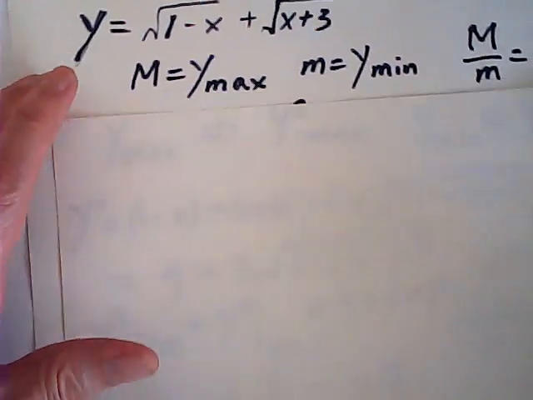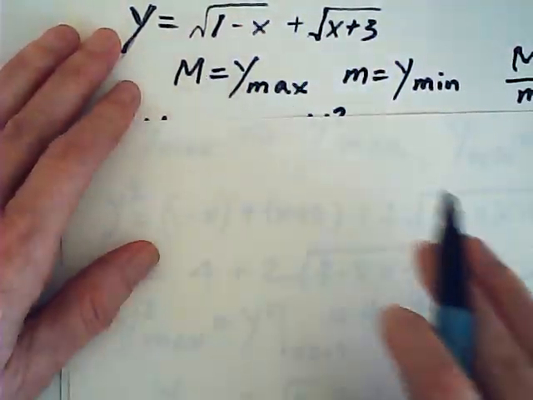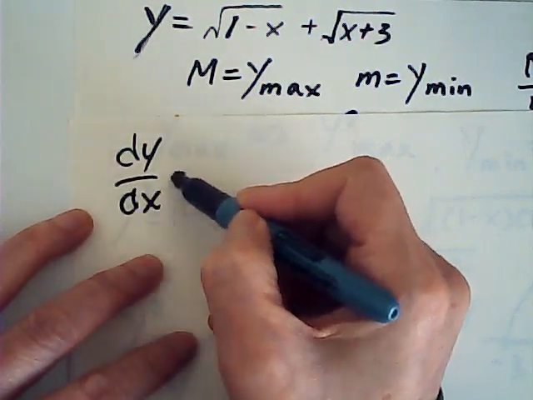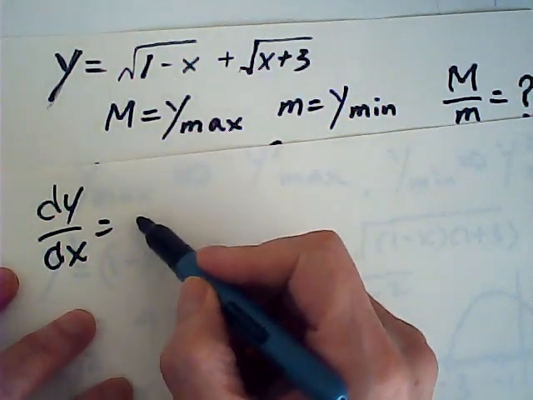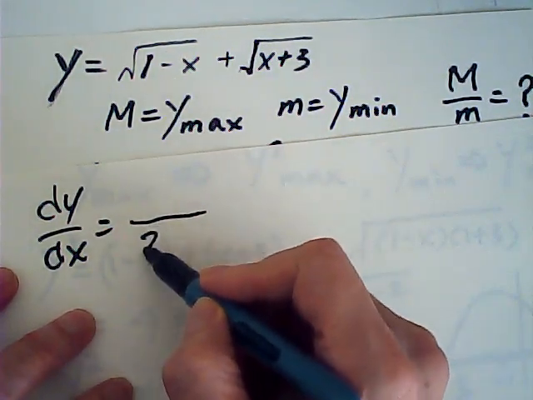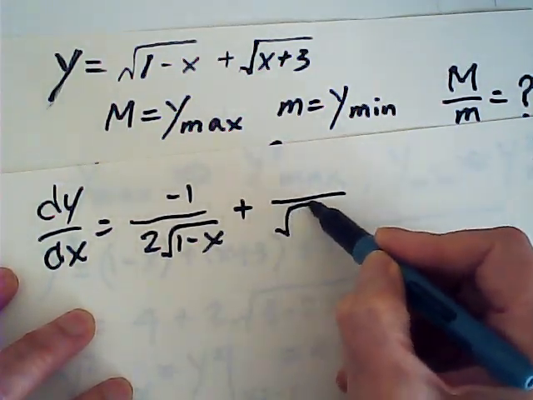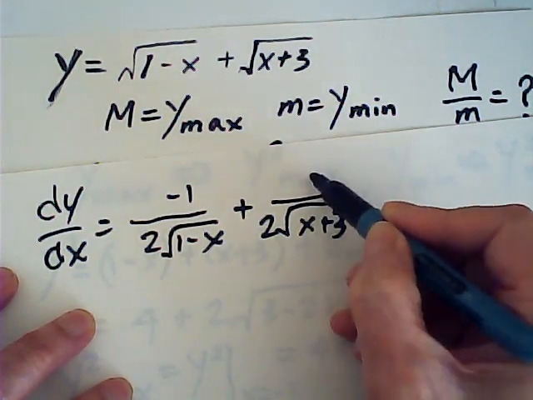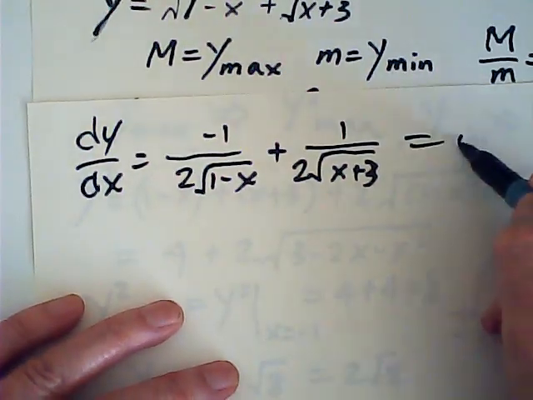Method two. In method two, I'm using the derivative. dy/dx is equal to, this is square root, this is 2 square root of 1 minus x times negative 1, plus the square root term with 2x plus 3 over 1, right? That is the first derivative. Let this be 0.